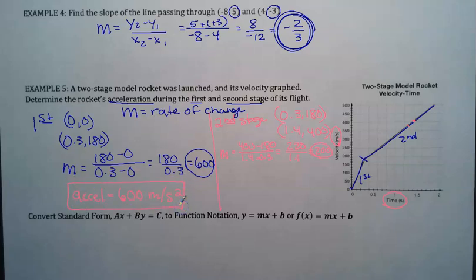And its acceleration in stage 2 equals 200 meters per second squared. Okay, again, how I got that unit is our velocity is meters per second. Our time is over seconds. So that's equivalent to meters per second squared.